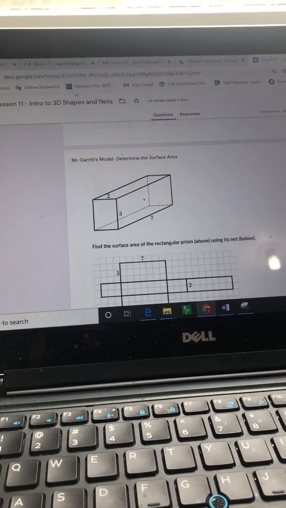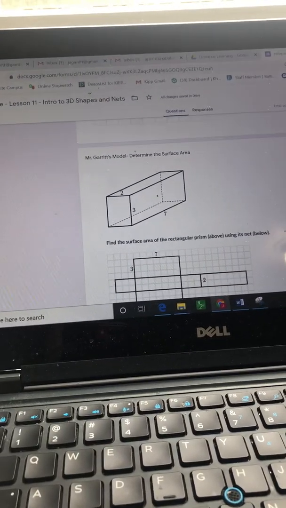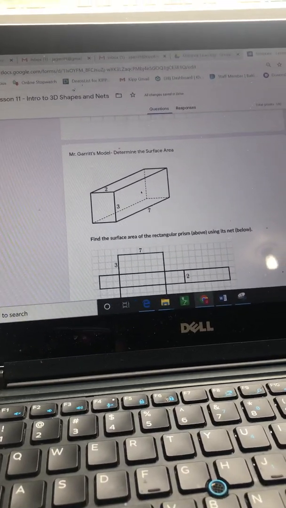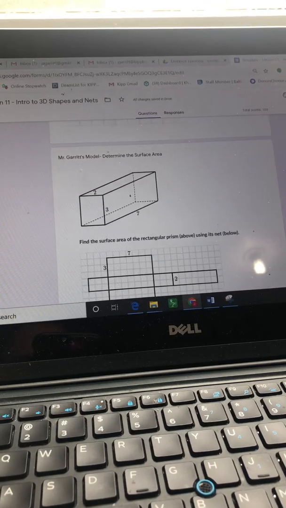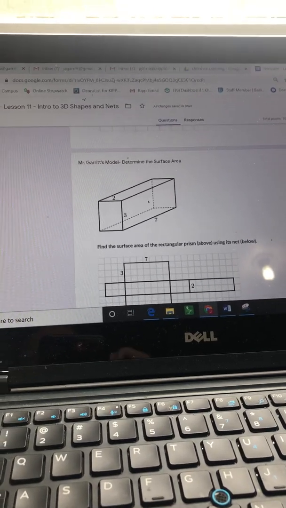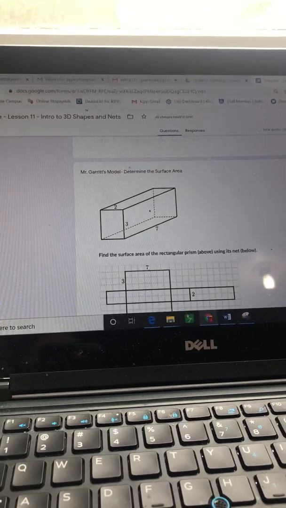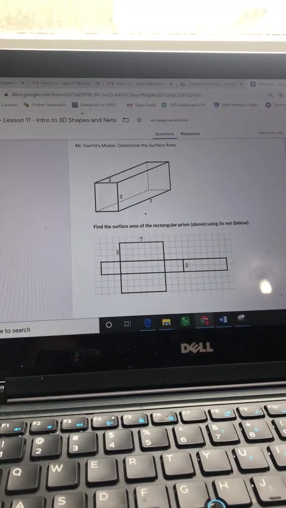Now let's look at number 2. This is no longer a cube, meaning the sides are not all the same size. The question we just did was a cube, meaning every side was the same. This is now a rectangular prism. My goal right now is to find the surface area of this three-dimensional shape.